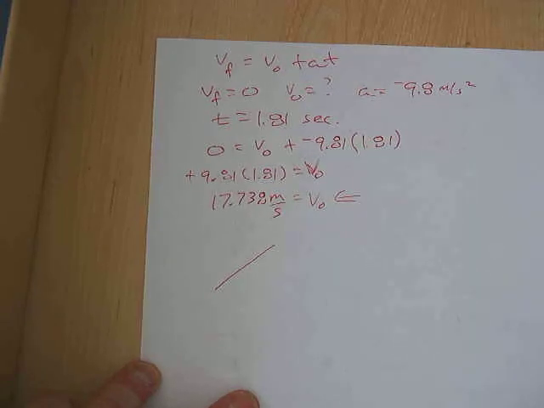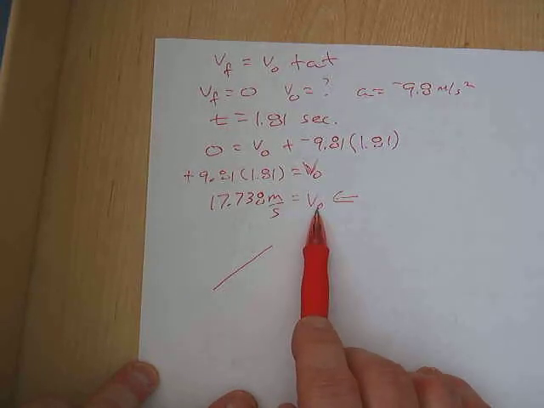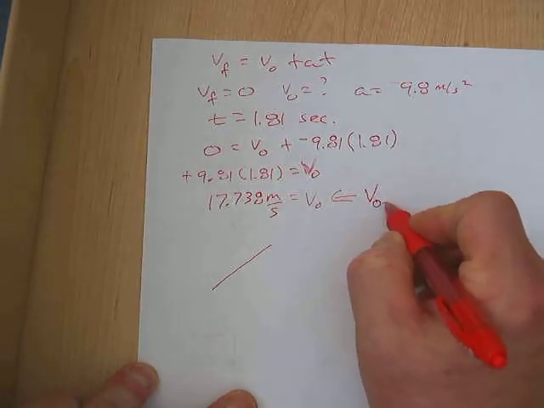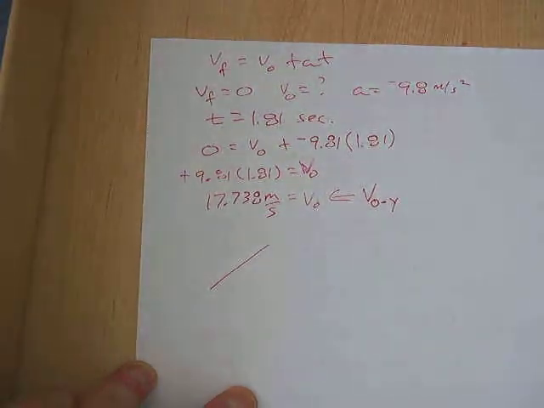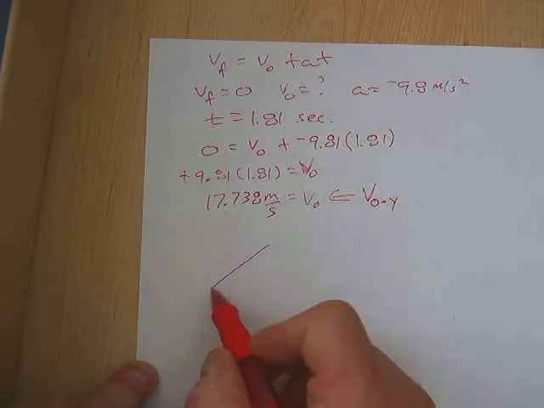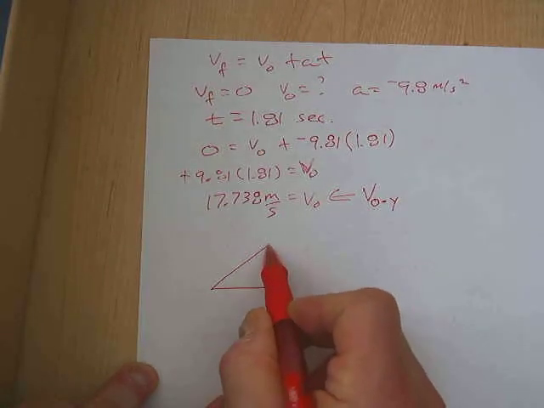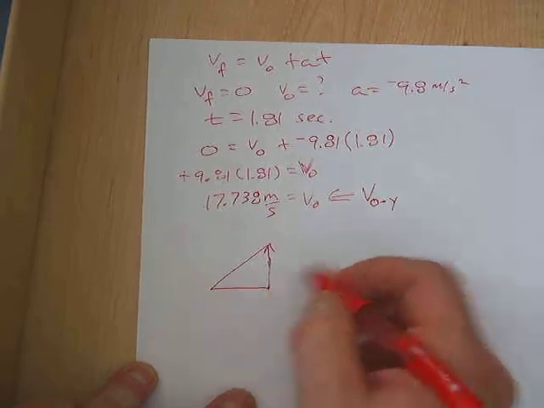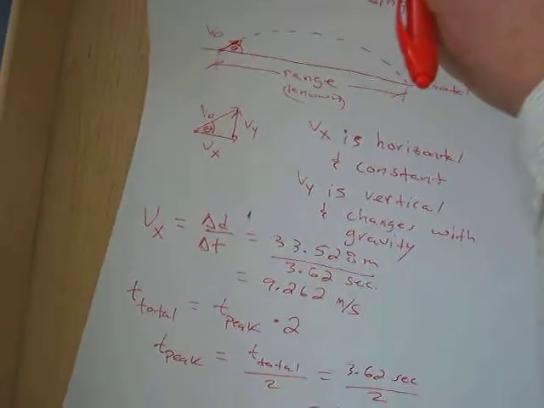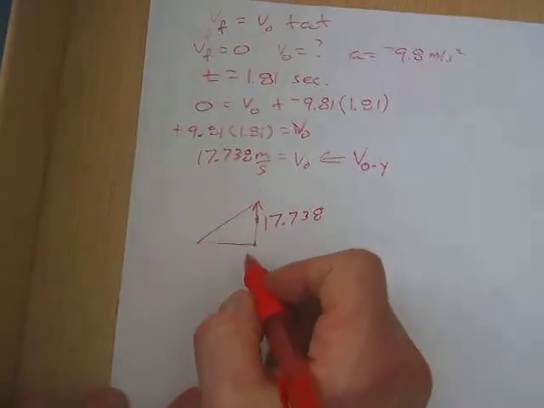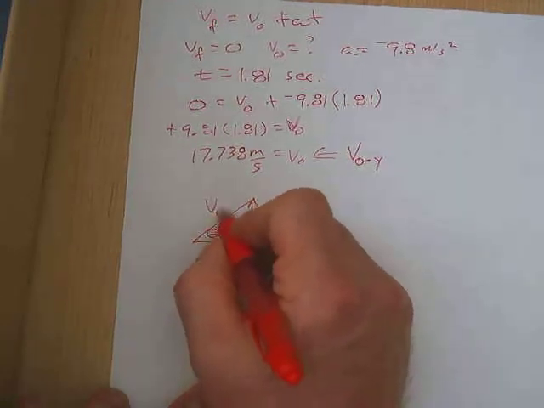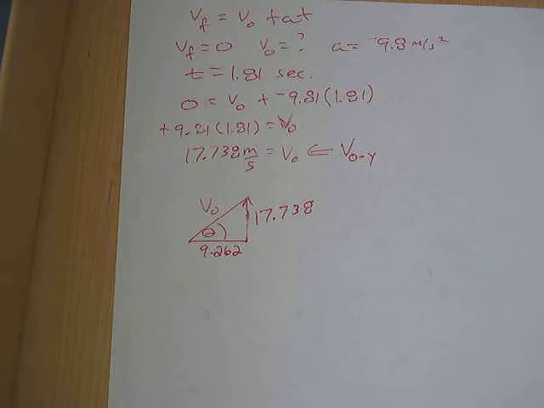Now let's go back to that little triangle that we had. Now, V naught, and this is where the notation gets confusing. This is V naught in what direction? The vertical, the y direction. Very good. So we probably ought to call it, just to keep it straight, V naught y. So in our triangle then, back to the first page, we just figured out that this was 17.738. The horizontal was what? 9.262.